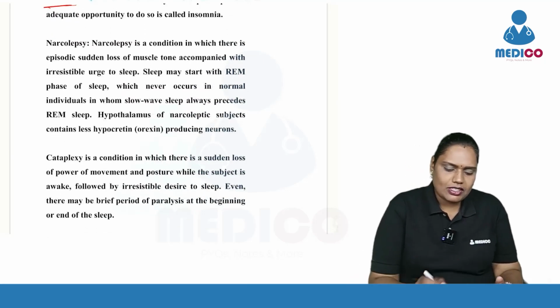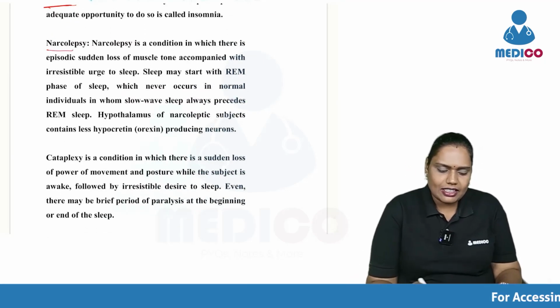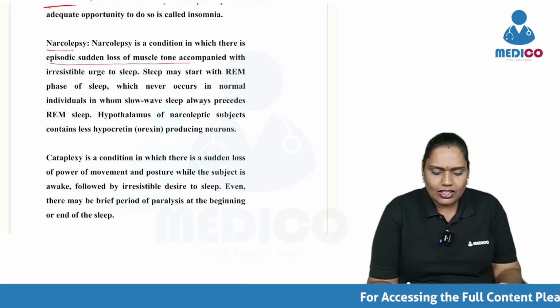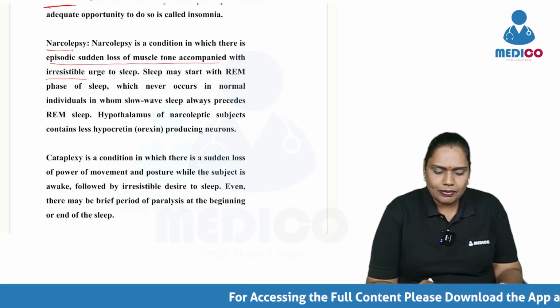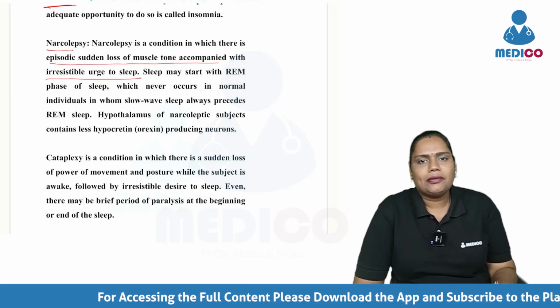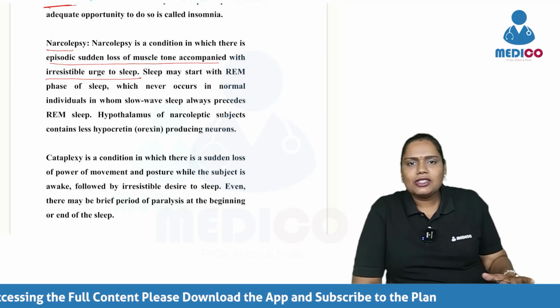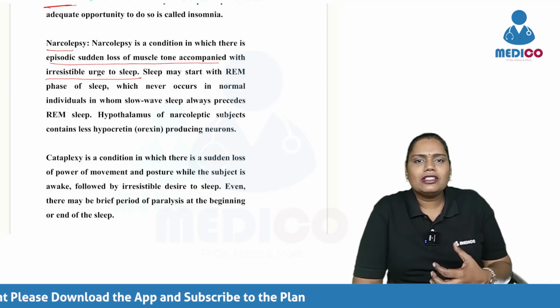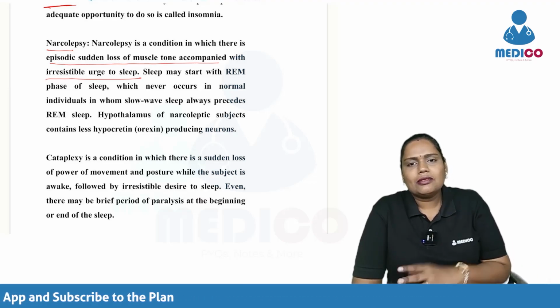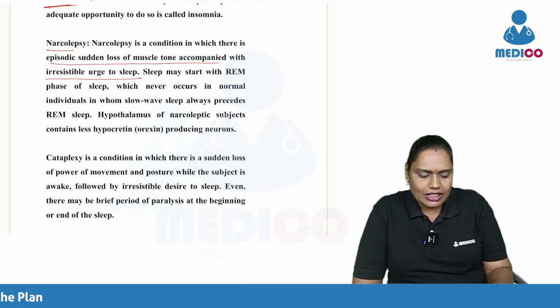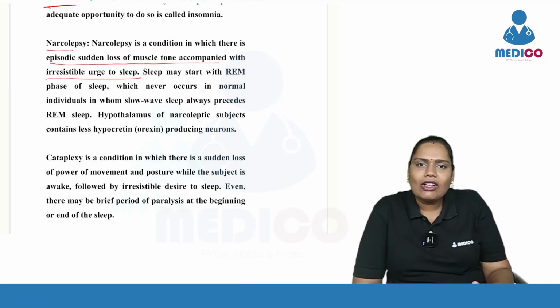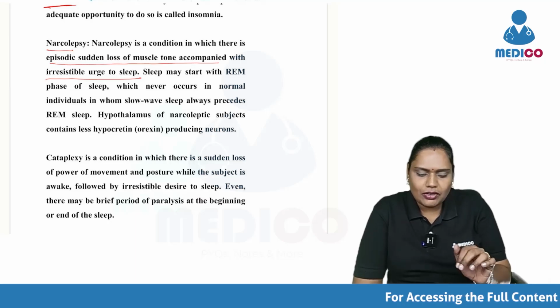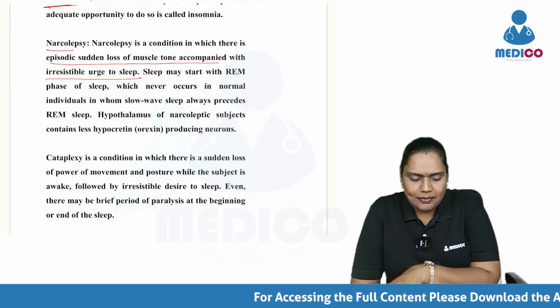Then what is narcolepsy? This is a condition in which there is episodic sudden loss of muscle tone accompanied by an irresistible urge to sleep. Muscle tone is completely gone and the patient wants to sleep. Since the muscle tone is completely lost here, immediately you can correlate and say that a patient of narcolepsy will start sleeping with REM.